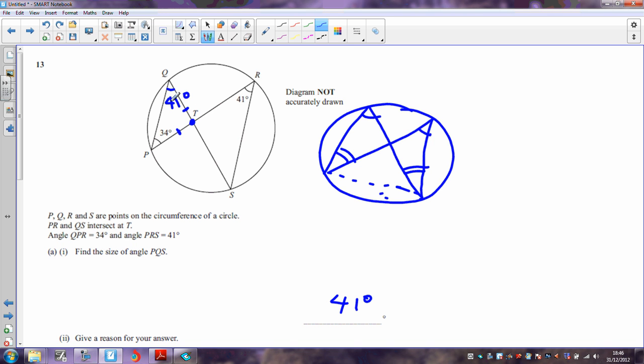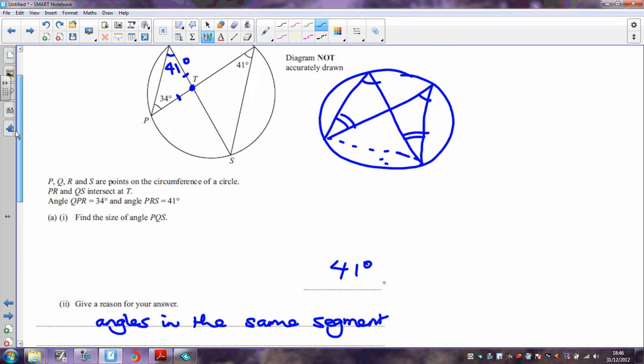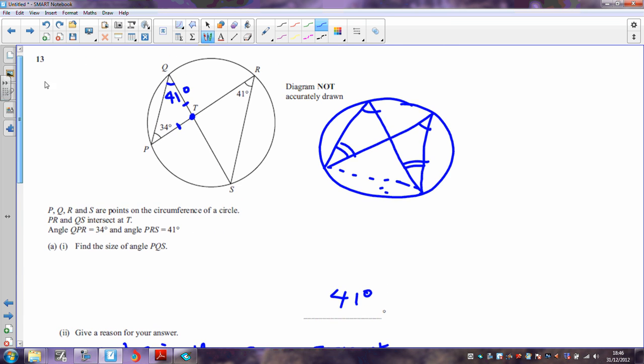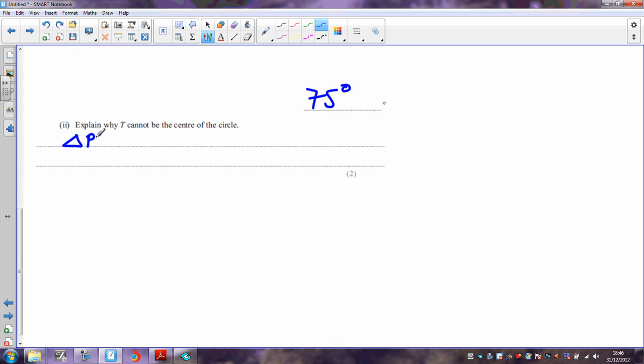Now you can clearly see that it isn't an isosceles triangle because 41 isn't the same as 34. These two angles are not the same. Therefore, QT and PT are not the same length, and therefore T cannot be the centre of the circle. Now, I would explain that by saying triangle QTP, or PTQ, is not isosceles. Okay, and the reason for that is that 34 degrees does not equal 41 degrees.